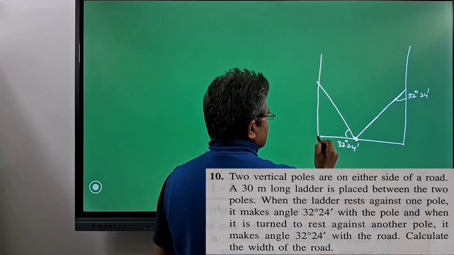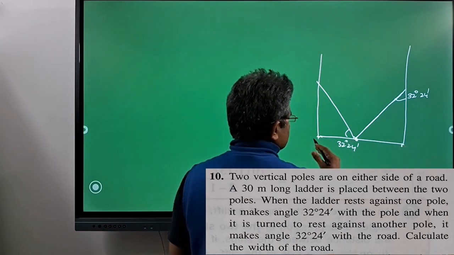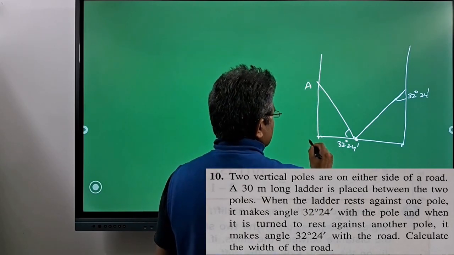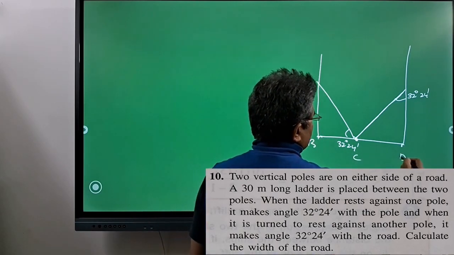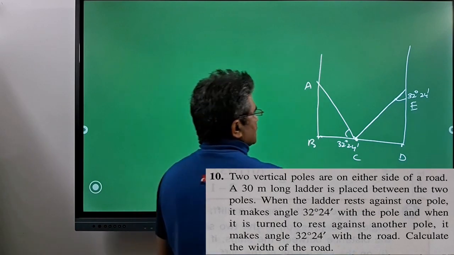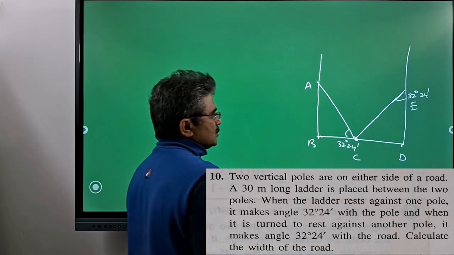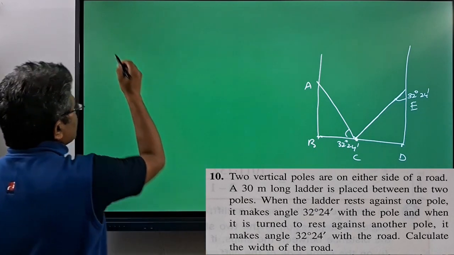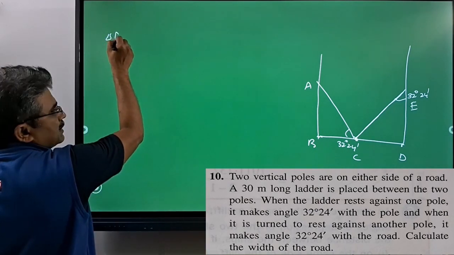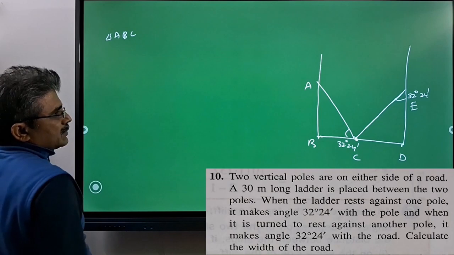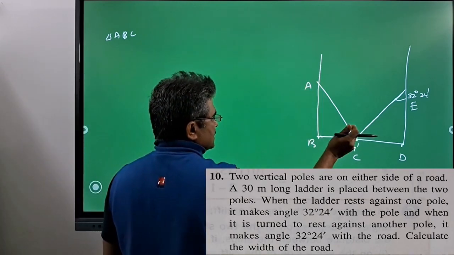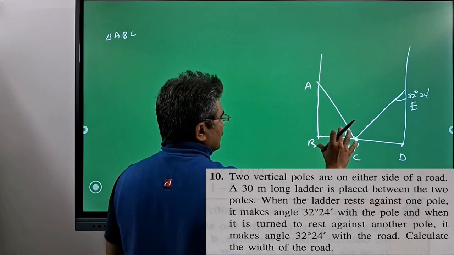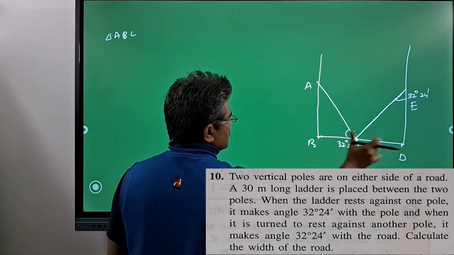We need to consider the distance between these two points, that means the width of the road. Consider the names A, B, C, D and E. These are the two triangles that we can see from the picture. Now consider triangle ABC. In triangle ABC, this is the elevated angle. So with this elevated angle, we need to find out these two lengths.